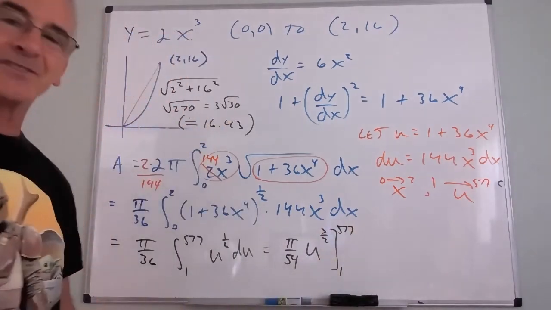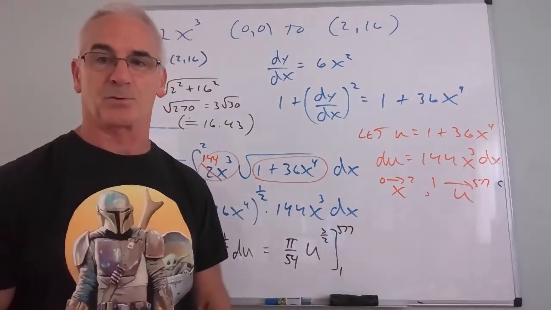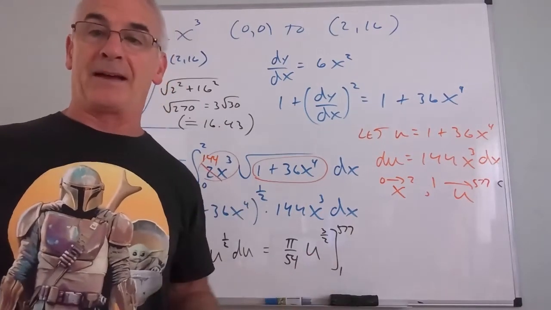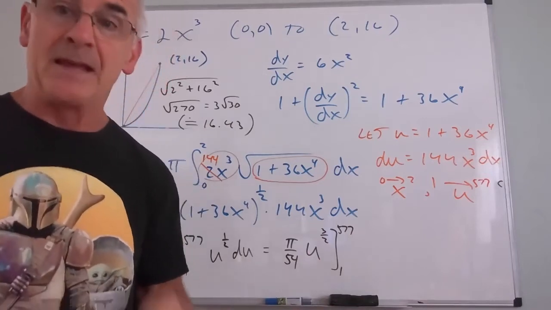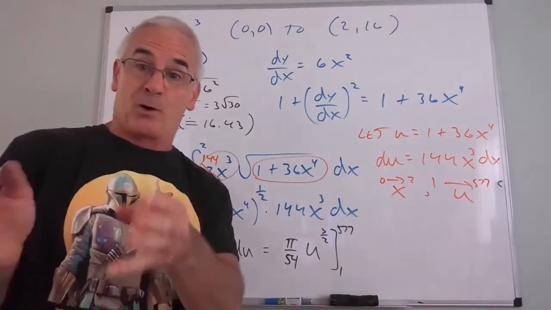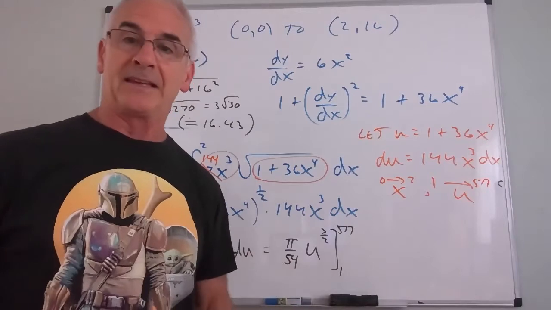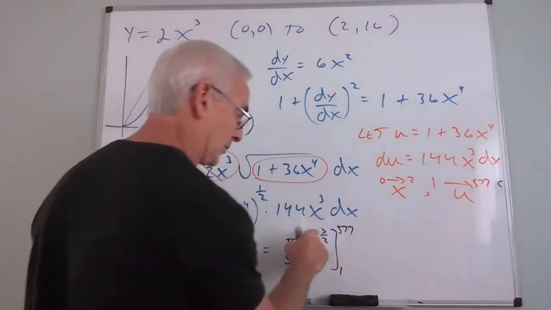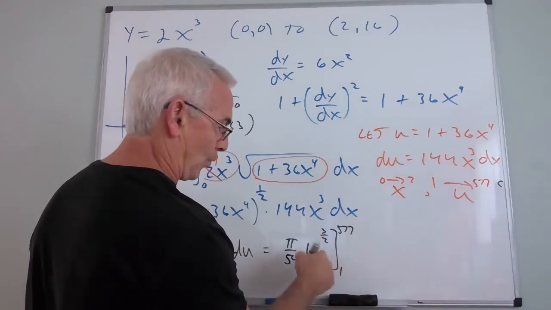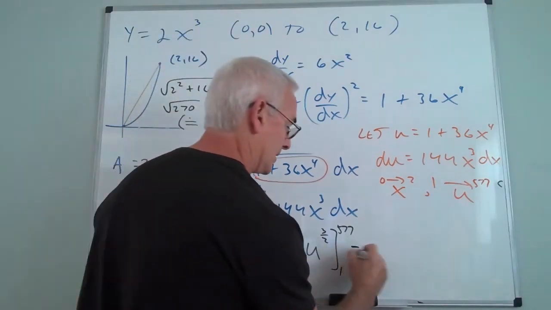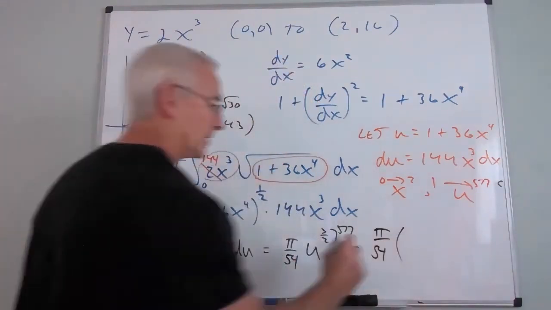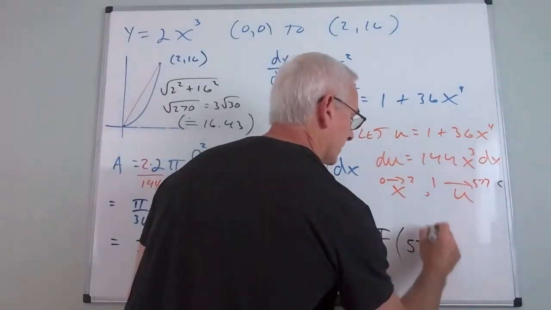577. Now 576 is a perfect square. 577 is not, therefore you can't evaluate that. You can give a decimal approximation. Evaluate would be like saying square root of 4 is 2. That's evaluating. Giving a decimal is not an evaluation. That's an approximation. I cannot evaluate that, but I can evaluate that. 1 to the 3/2 is just 1. So probably the best answer, and certainly the one I saw the most of, was something in this form.